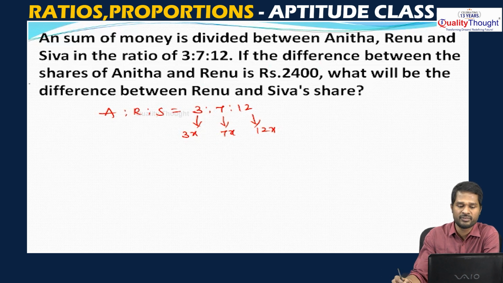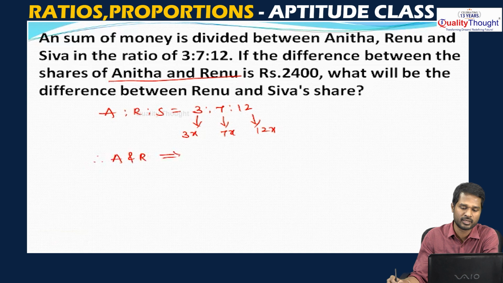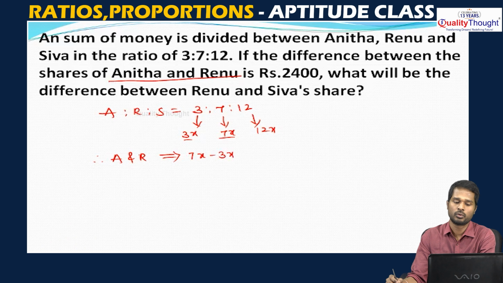If the difference between shares of Anita and Renu, so I am writing Anita and Renu we are talking about. See what he is given in this. So the difference between Anita and Renu is 2400, but what is the difference here? 7x minus 3x. So Anita's value is 3x and Renu's value is 7x. The difference between them, 7x minus 3x, is nothing but 2400.